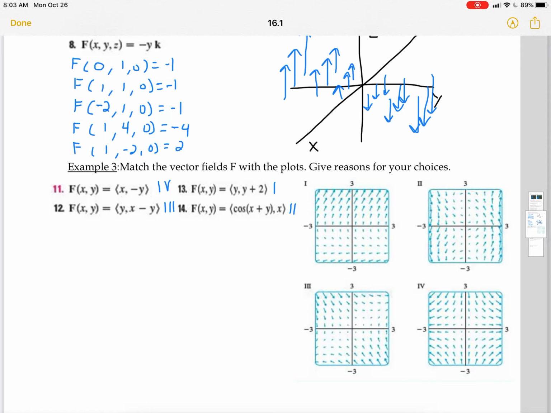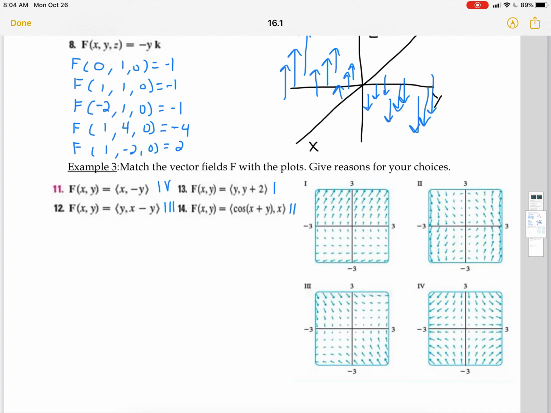We're going to match the vector fields, and so we're going to go ahead and start off with 11. 11 corresponds to graph 4. In the first quadrant, you can see all the vectors have positive x components and negative y components. In the second quadrant, all the vectors have negative x and y components. In the third, you have negative x and positive y components. And in the fourth quadrant, all your vectors have positive x and y components. In addition, the vectors get shorter as we approach the origin.